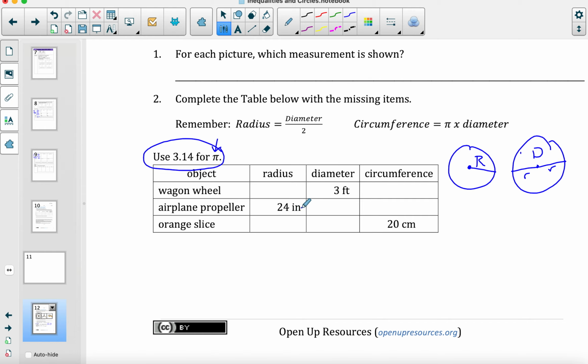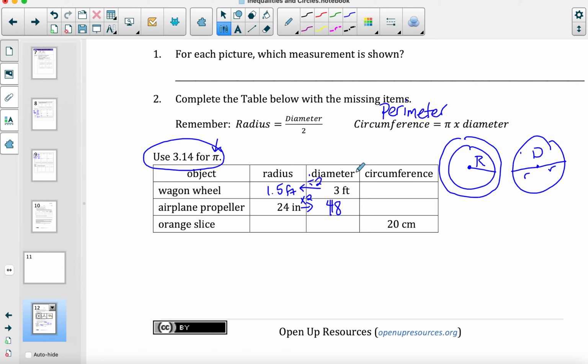So for the airplane propeller, from radius to diameter, I just multiply by 2. So that's 48 inches. And then from diameter to radius, I just divide by 2, which is 1.5 feet. Now I need to find circumference. And remember, circumference is perimeter for a circle. It's around the outside edge.